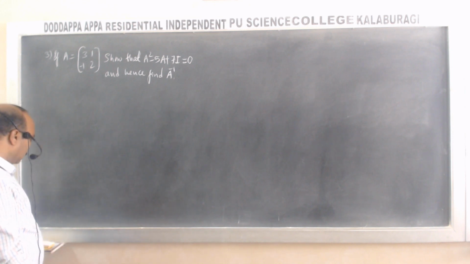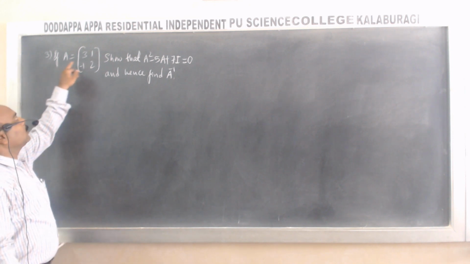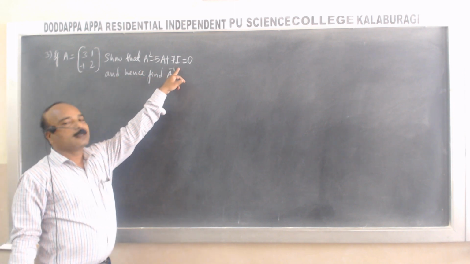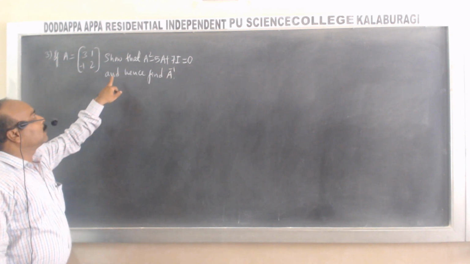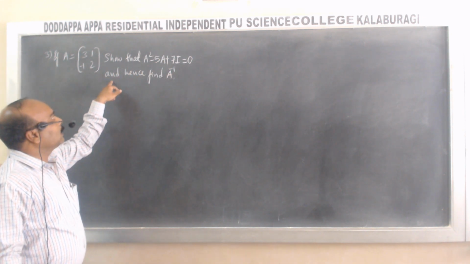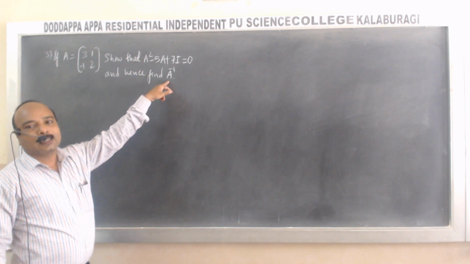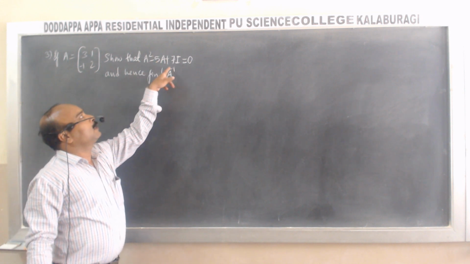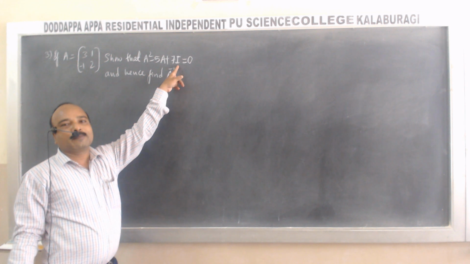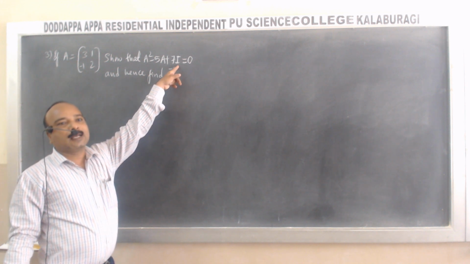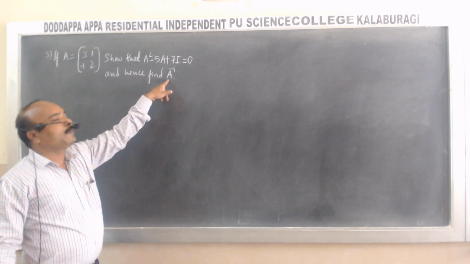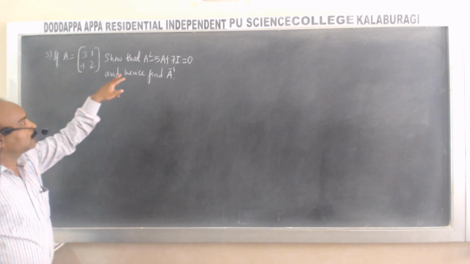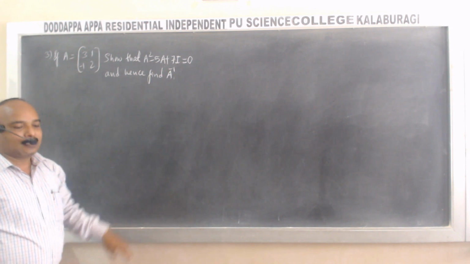Next we go for another type of examples. If A equal to 3 1 minus 1 2, so that A square minus 5A plus 7I equal to 0, that is O matrix, and hence find the inverse of matrix A, that is A inverse, by using this equation only. This type of proof of the result we got already in previous classes in case of matrix. Now it is additional to that, another one thing is that we have to find the inverse of the given matrix by using this equation only, and hence find the inverse of the given matrix.